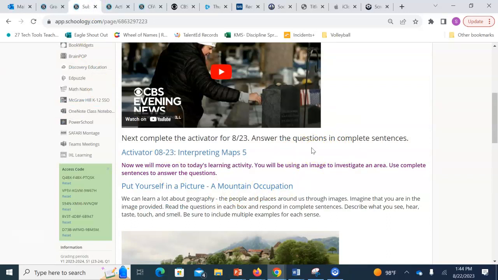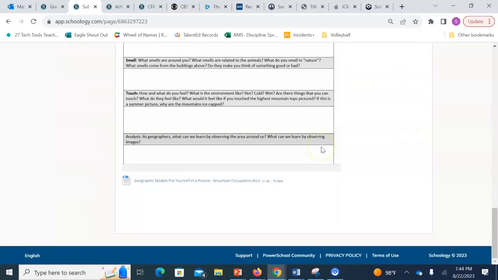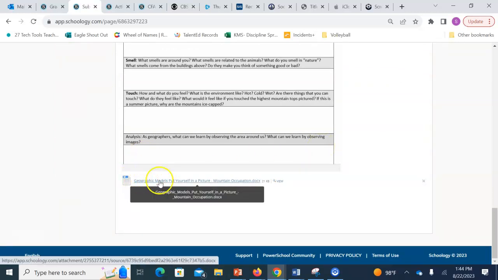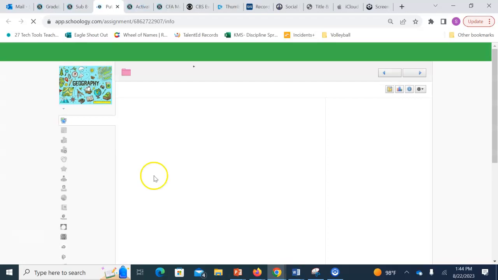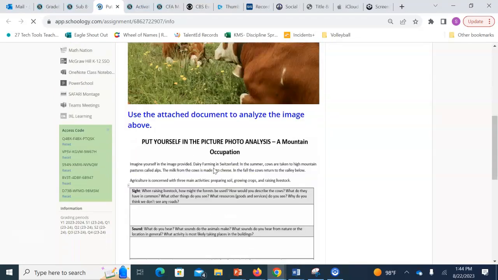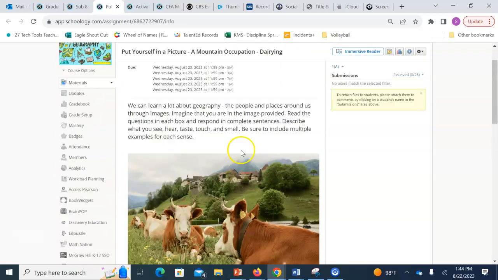So for today, we are doing a new activity called Put Yourself in a Picture, a mountain occupation. What we're going to do is first download this document. This document is located here in the sub. It's also located in the assignment. So you can do Put Yourself in a Picture, and it will bring up the same thing that you see in today's link. We're going to be using this image right here for all of the questions that we're doing in our document.